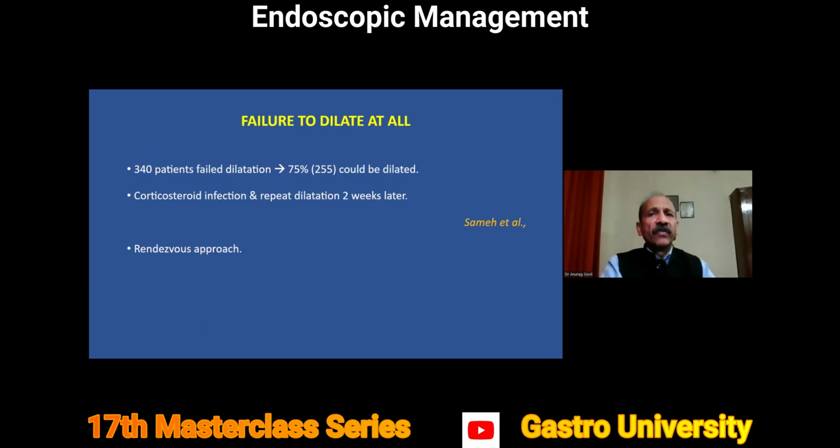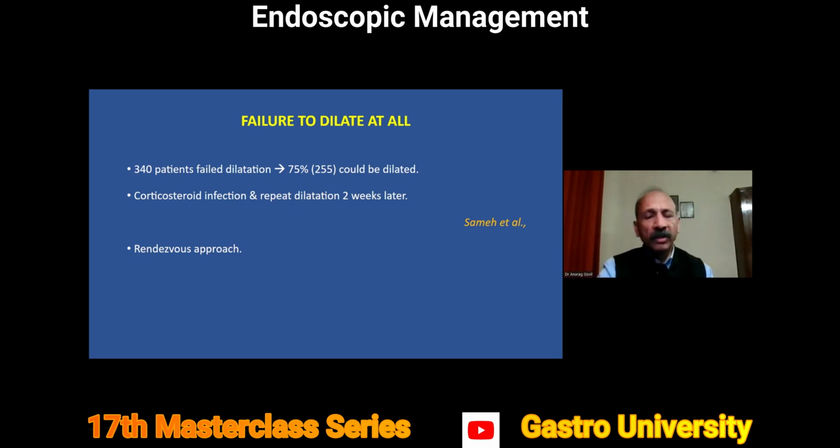What happens when you fail to dilate in the first go? There is this very large series of 340 patients, and I fail to understand how they got 340 patients wherein they could not even go in the first go. But it says that if you're not able to dilate, come out, inject corticosteroid at the site of maximum resistance and repeat the dilatation 2 weeks later. The first dilatation would happen then in most, that is up to 75%.